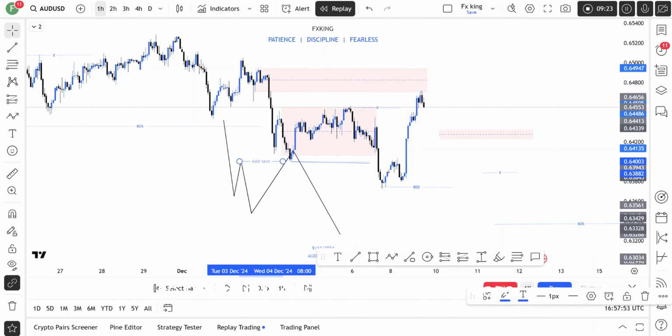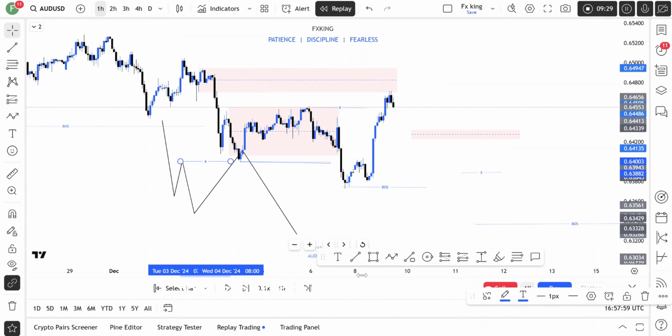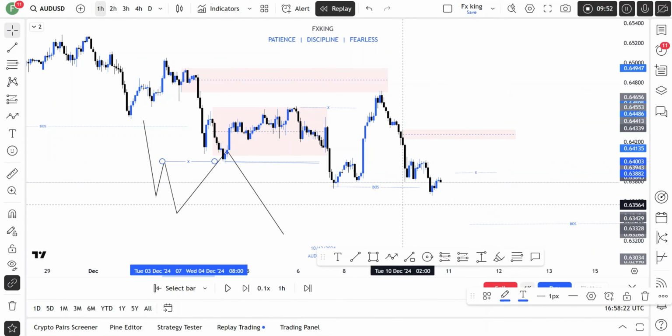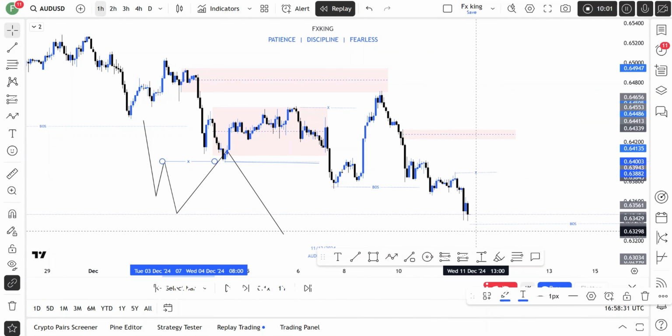So this is our inducement in this case. If I play price along, we're looking for another break of structure, because you can see here price used this high as an inducement again, and it's pushing down. So we're anticipating the next break of structure. Now if I play price along, you are going to see here that price has created this inducement.